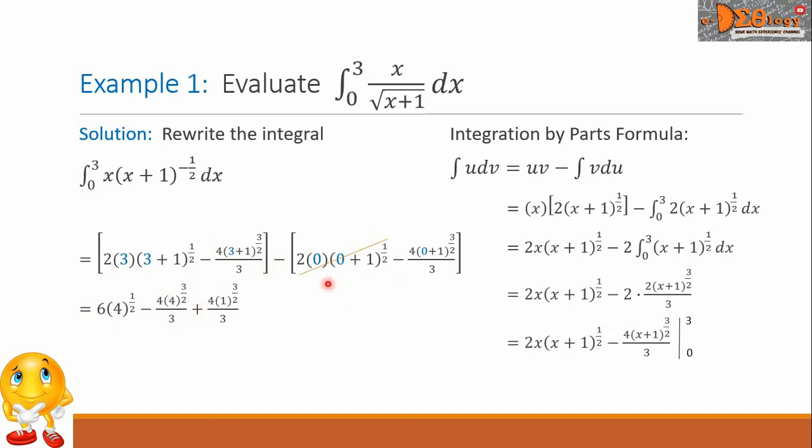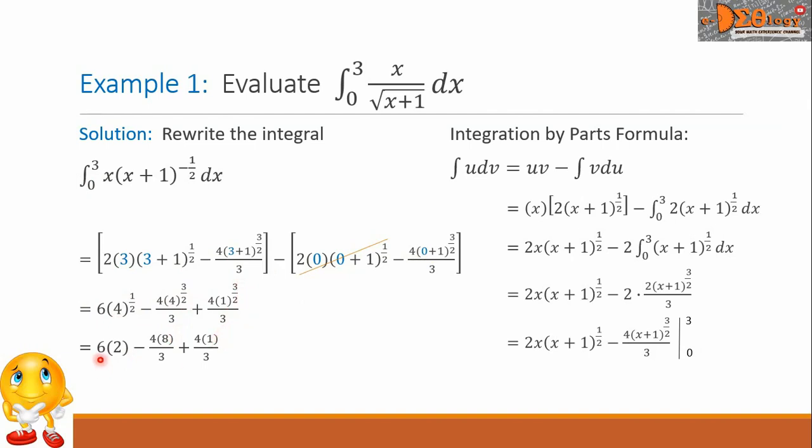So we have 4 times 0 plus 1 is 1, raised to 3 over 2, all over 3. Simplifying further, this 4 raised to 1/2 is 2. This 4 raised to 3 over 2 equals 8. This 1 raised to 3 over 2 is 1.